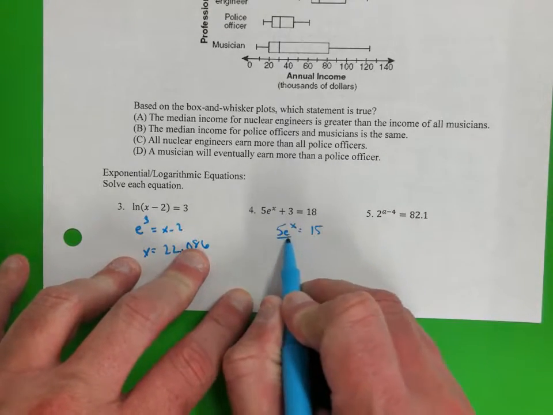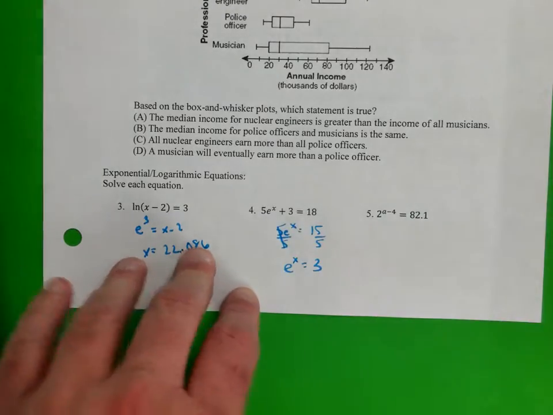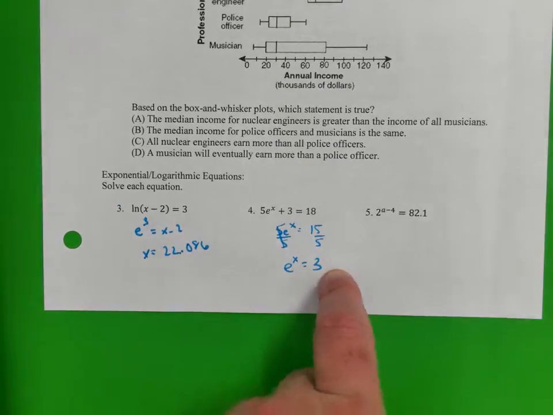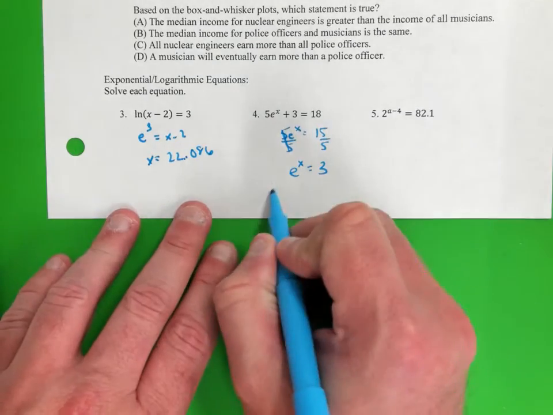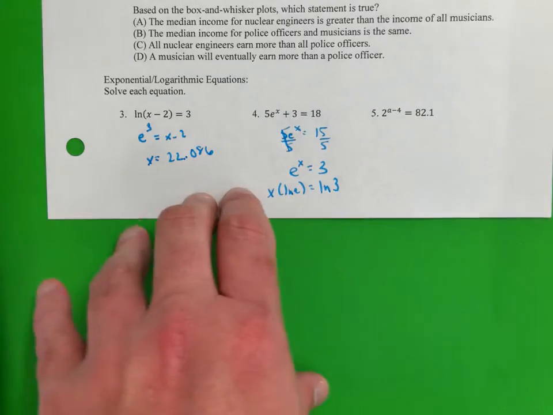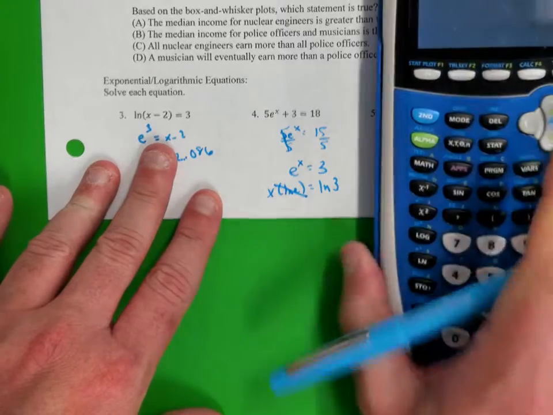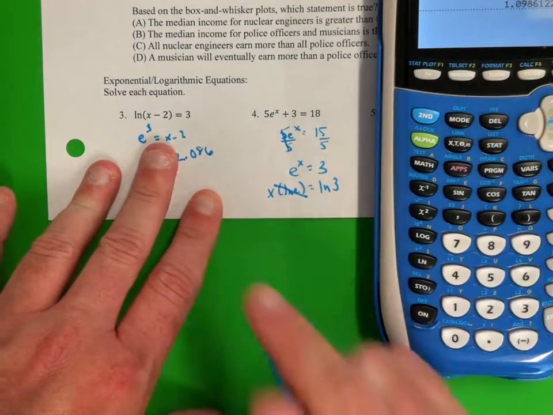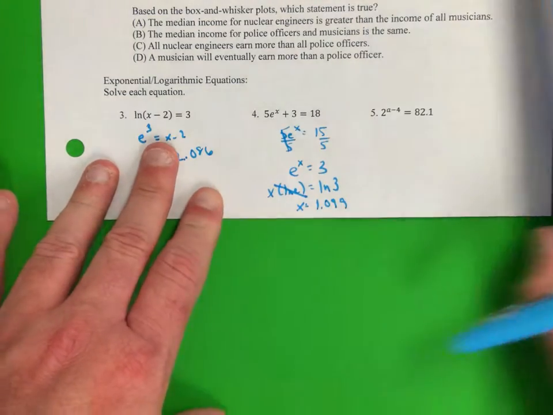And then I'm going to divide by what? 5. So e to the x equals 3. Now, can you get these bases to be the same? No, so we're going to take the what on both sides? The natural log. So x equals natural log of e equals natural log of 3. Okay. What is natural log of e equal to? 1, so you don't have to worry about that. Natural log of 3. And I get x equals 1.099.